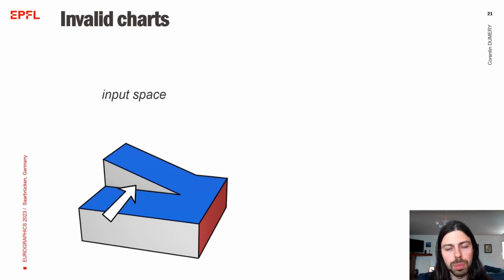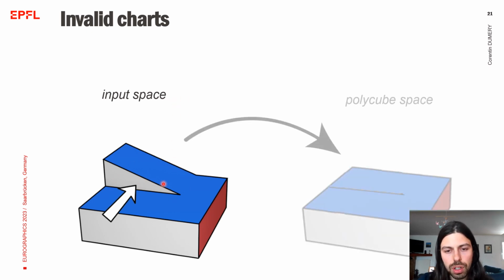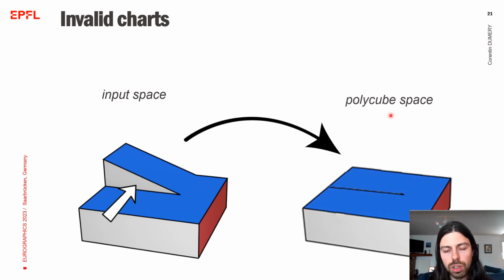Let's first try to get a bit of intuition by considering this labeling. See this white patch in the center? It's surrounded by one chart in the back and another blue chart here. And in Polycube space, this blue chart will have a constant value on the vertical axis, meaning that this white chart will collapse. So that's what we call an invalid polycube.